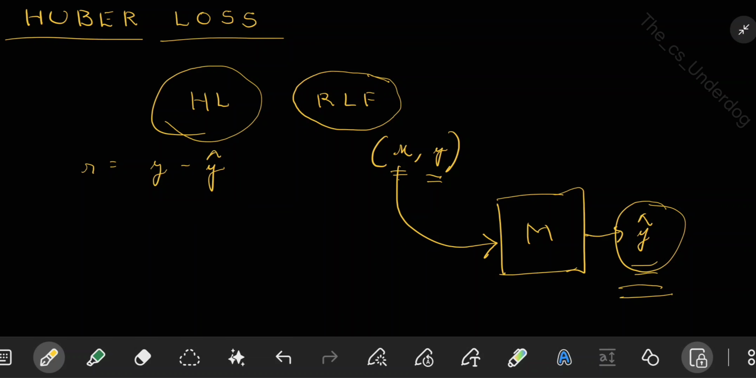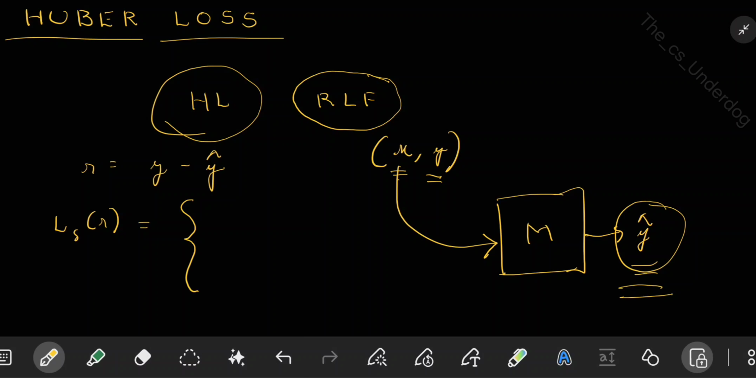This is the whole concept. You have the residual here. Let us see how to find out Huber loss. Huber loss L delta of R, of the residual. So I'm writing in terms of residual so as to make it simpler. Residual is this particular term. I don't want to repeat y minus y cap everywhere.